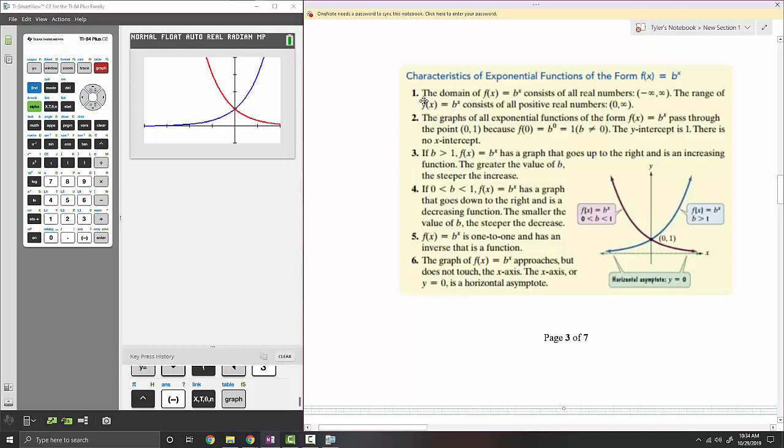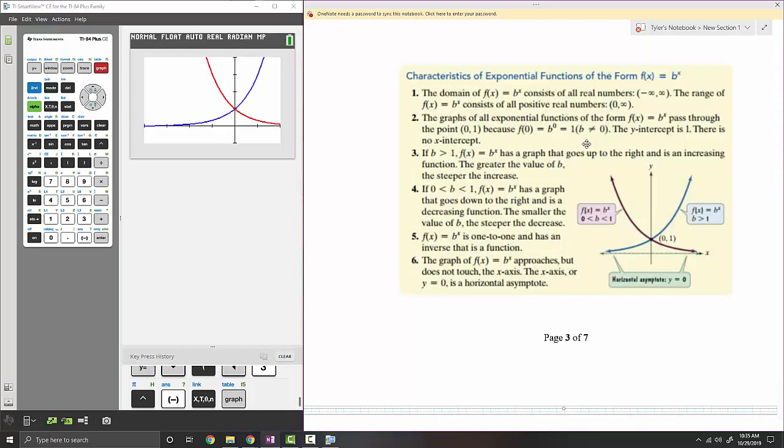All right, so now we want to look at some characteristics of the exponential function f of x equals b to the x. So the first characteristic we'll notice is that the domain of an exponential function is going to be all real numbers, and the range is always going to consist of all positive real numbers, right? And then if we look at a graph of the exponential function of the form f of x equals b to the x, it's going to cross through the point 0, 1 each time, because when you plug 0 in, you get 1 back, right?